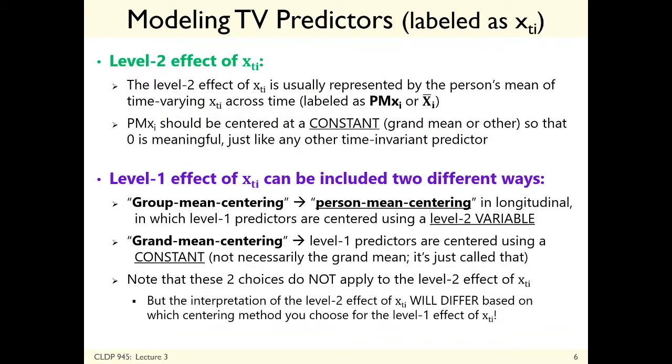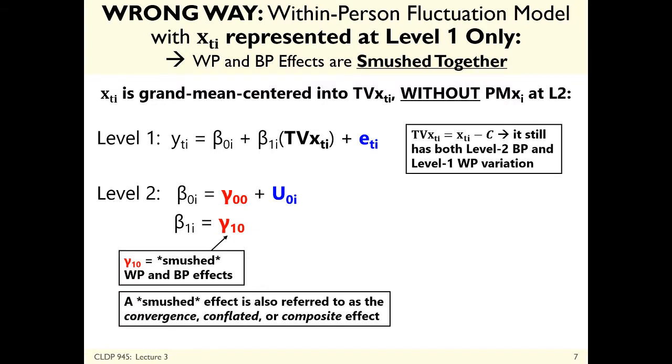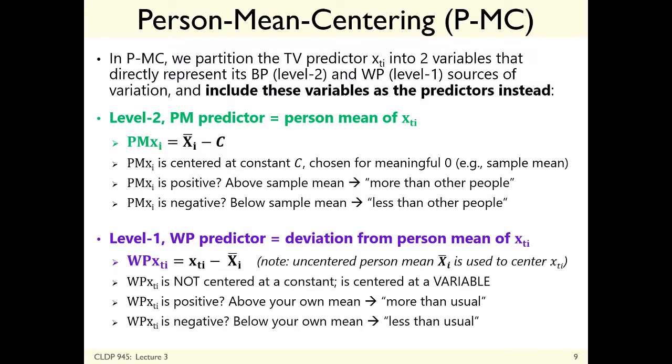So when people say, I grand mean centered my level 1 effect of X, you have to make sure that this isn't what they're talking about. This is bad. Later on, I will show you a way, I don't know if I included those slides, how to fix this. But the way that I fix it in longitudinal data is to avoid this problem by creating the 2 variables for each level myself. So here's what we can do instead.